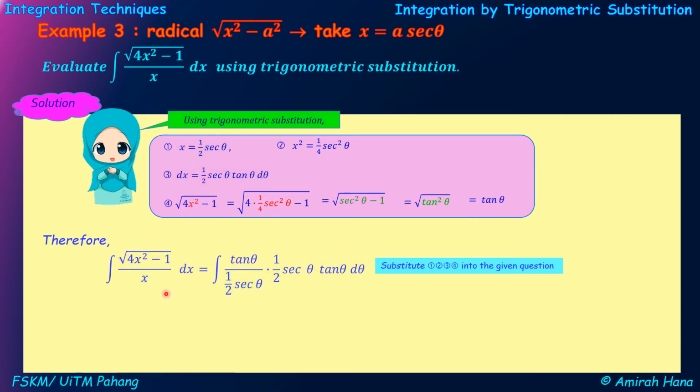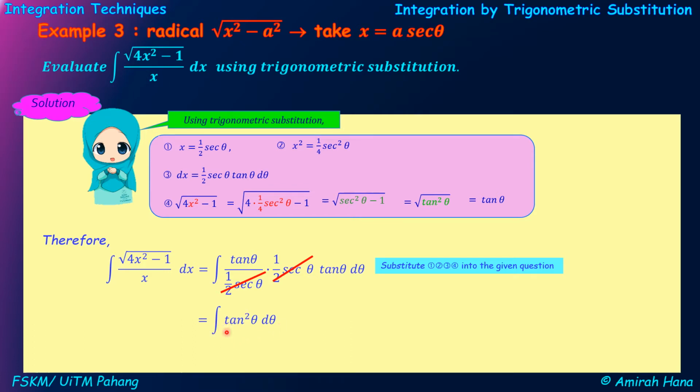From the given question, we are given in terms of variable x and with a radical. After we substitute equations 1, 2, 3, and 4, now we have no more variable x and no more radical, but with a trigonometric function. And then we can simplify half sec theta over half sec theta here, and at the same time, we can multiply tangent theta and tangent theta. So after we simplify, we get the integral of tangent squared theta d theta.